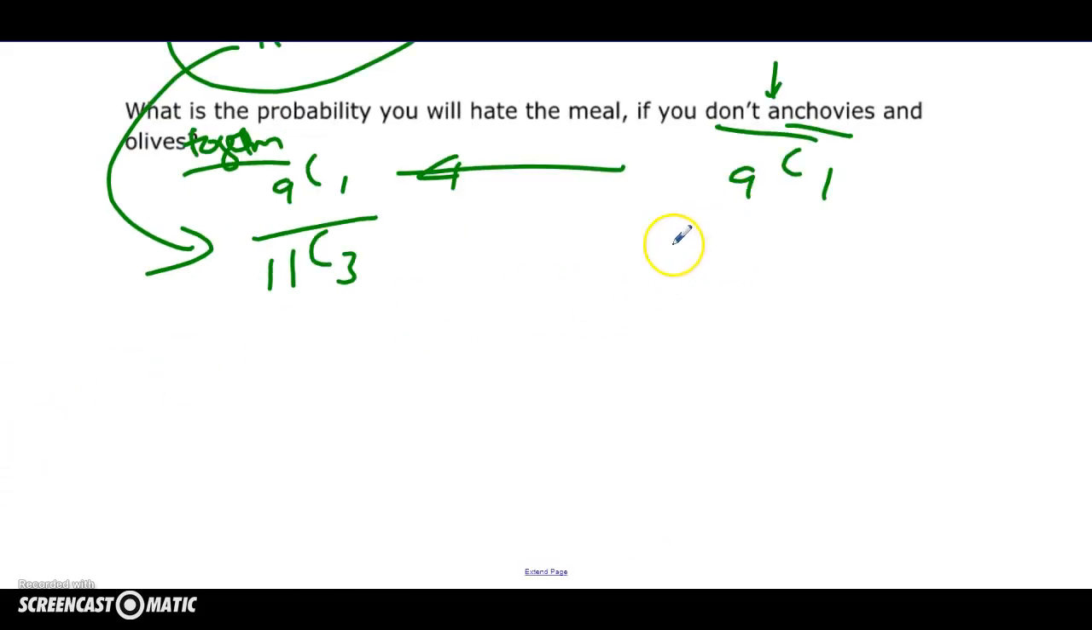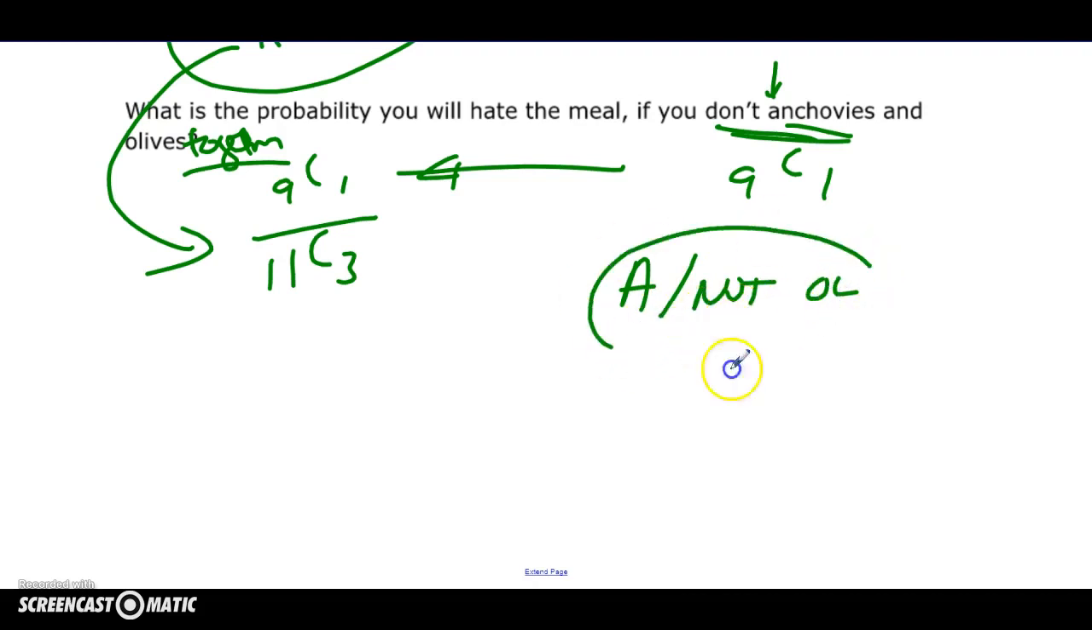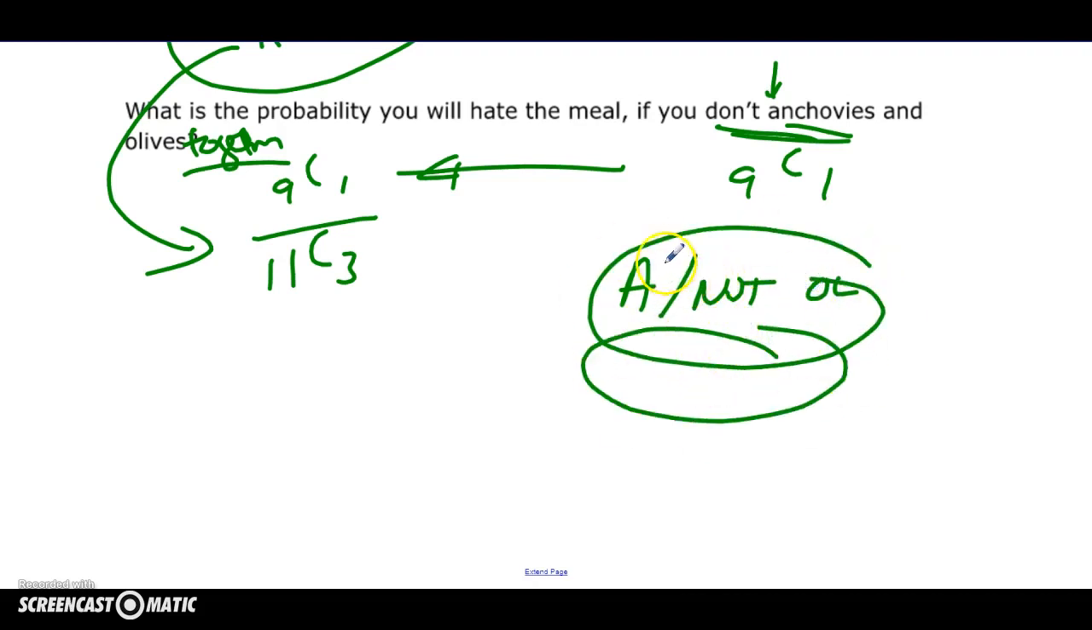If you were to say anchovies or olives, what you would do is figure out how many pizzas have anchovies in them and how many have olives in them. You want to be careful that you don't double count anchovies and olives. So what you would probably want to do is ask: how many pizzas have anchovies and not olives? How many pizzas have olives and not anchovies? That would be the same number. And then how many pizzas have both? Because you don't want to double count.